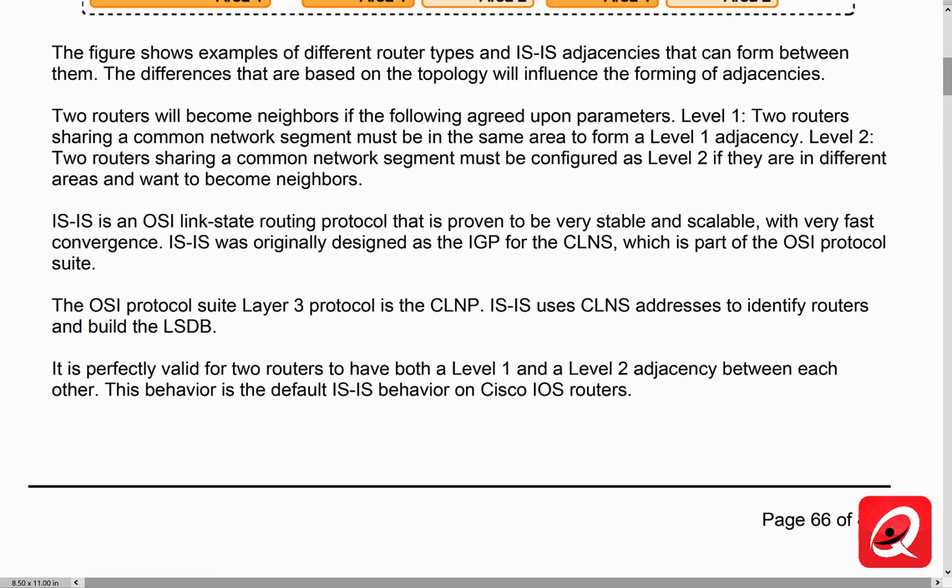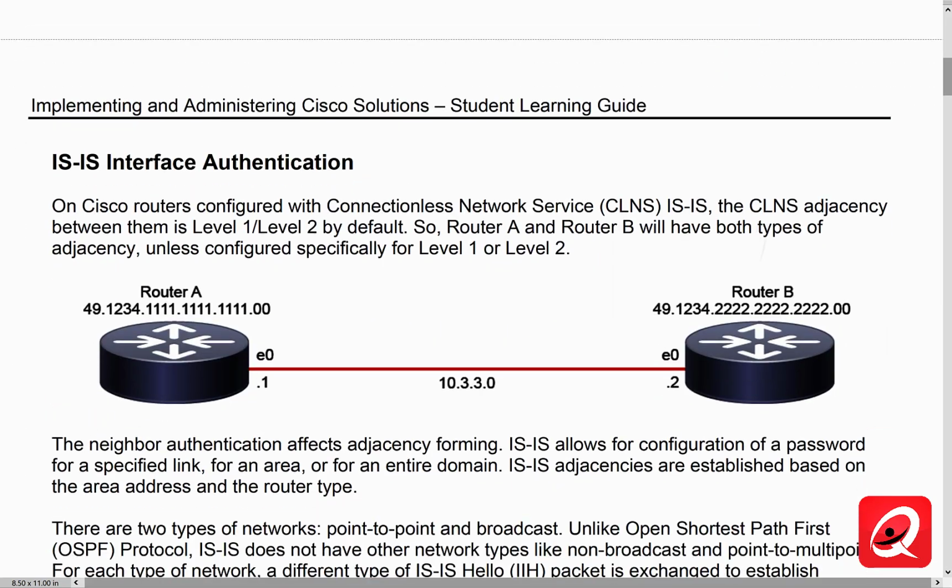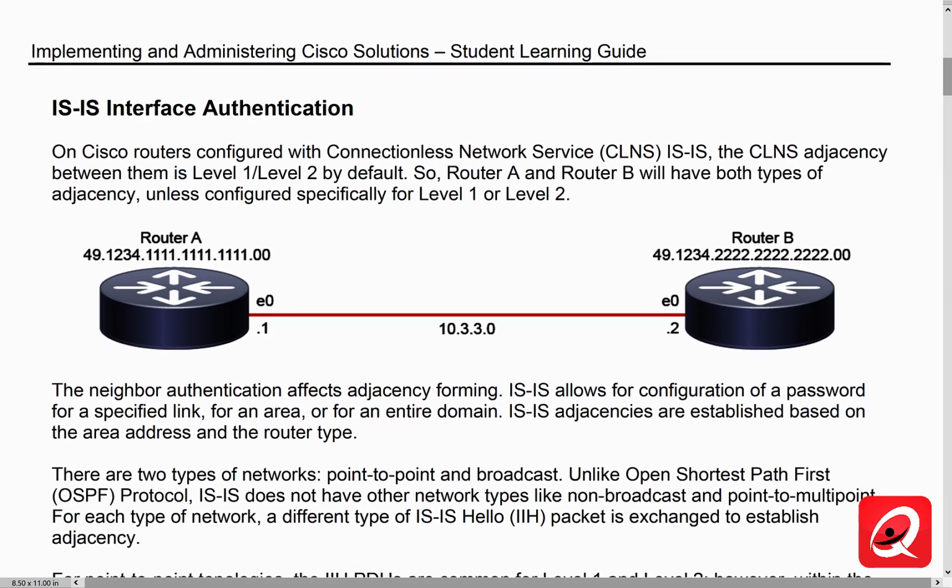In the diagram here, we can see router A on the left is identified. We'll talk about the addressing component there, the 49.1234.1111.1111.1111.00. That is that tuple field that we use to identify the node. We talked a little bit about that briefly in the beginning. We'll get into that in a little bit more detail as we go through the rest of these sections here. So we form that adjacency.